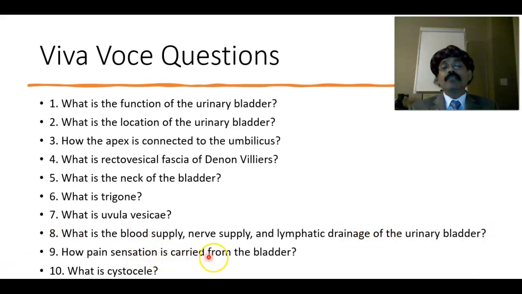How is pain sensation carried from the bladder? It is mostly carried by the parasympathetic nerves, S2, S3, S4. The upper part of the bladder, which is covered by the peritoneum, in that area the pain sensation is carried by the sympathetic nerve, that is T11, T12, L1, maybe L2. What is cystocele? That is the herniation of the bladder through the anterior wall of the vagina.